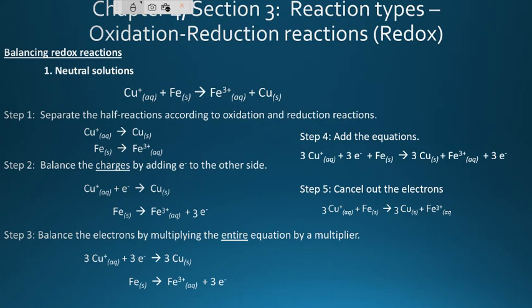Now, this looks a little bit simple, and you might wonder why all this work for something like this. But you're going to see in other examples that we're going to have leftover electrons, and we're going to see a bunch of other things going on. So follow those steps. Pretty simple.